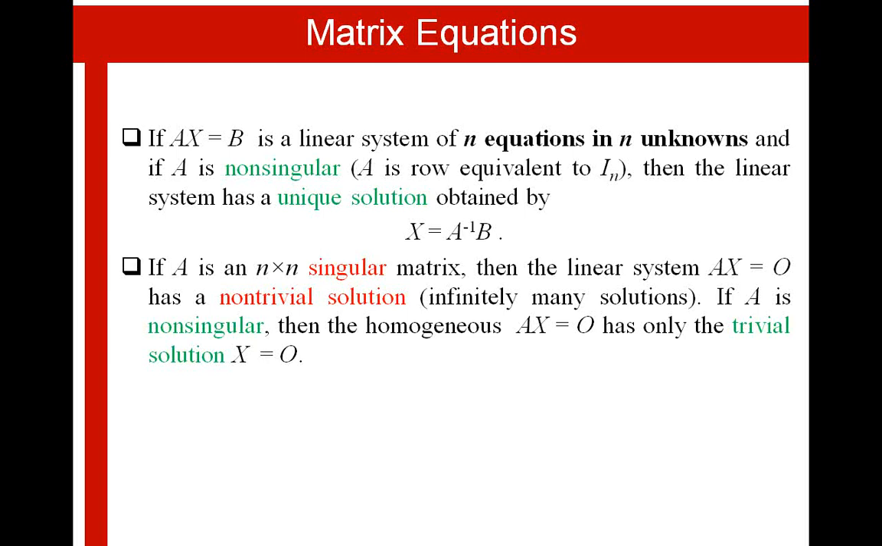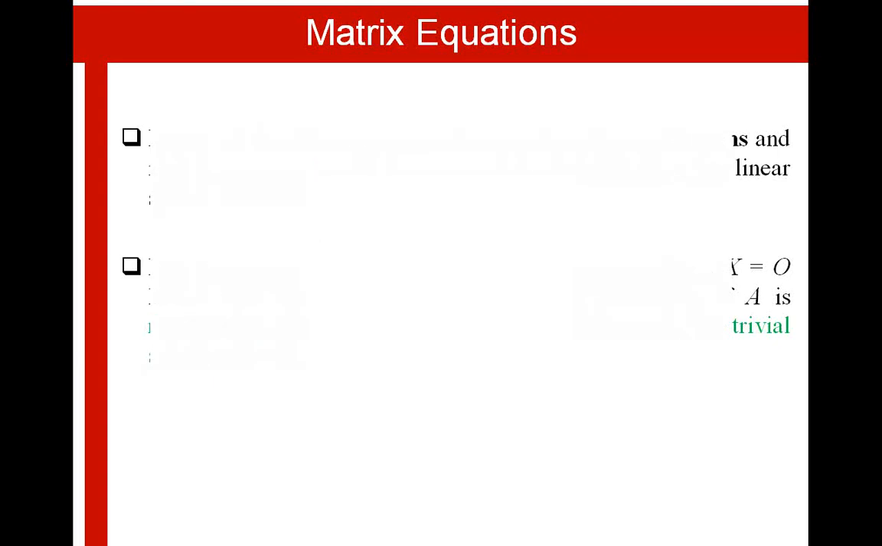On the other hand, if A is non-singular, meaning it has an inverse, then AX equals 0 has the trivial solution X equals 0, meaning all the variables will have a value of 0. Below we will look at some examples related to the above two definitions.